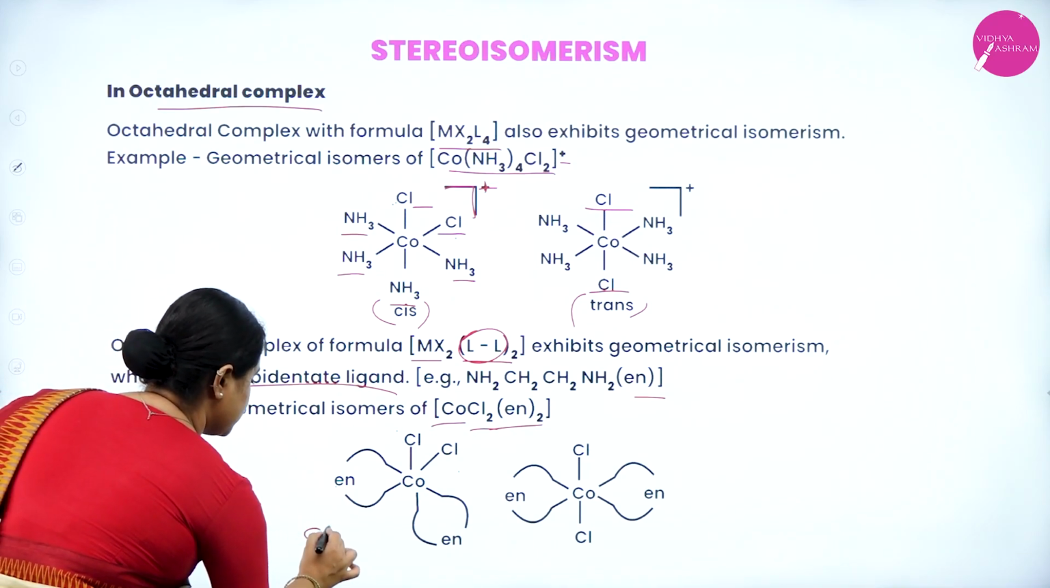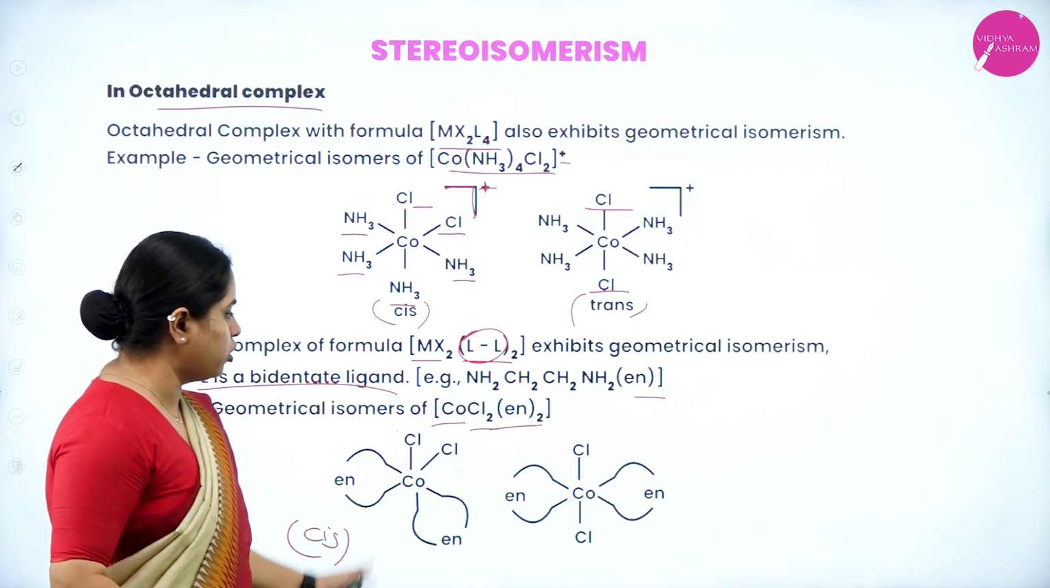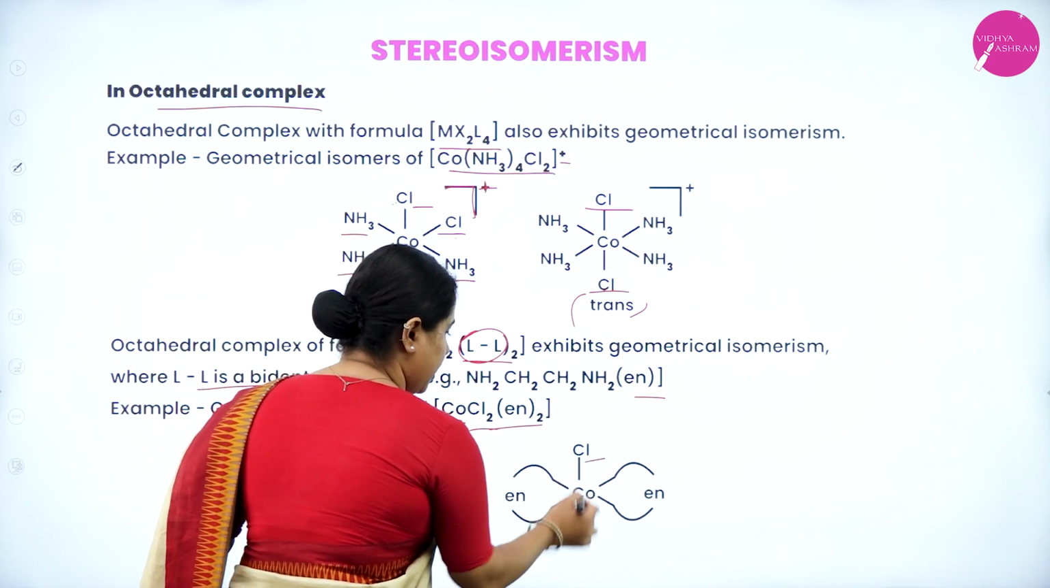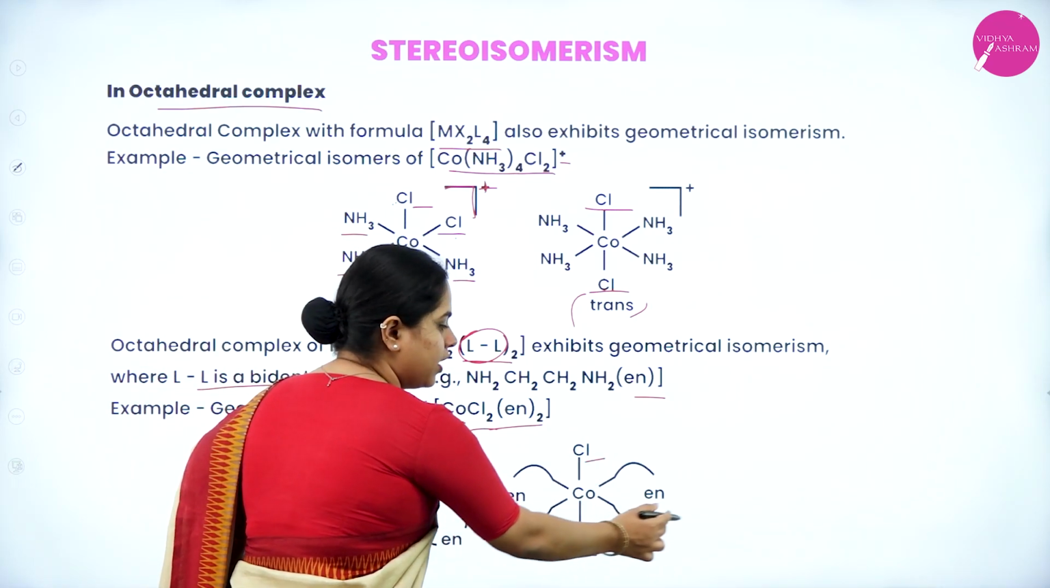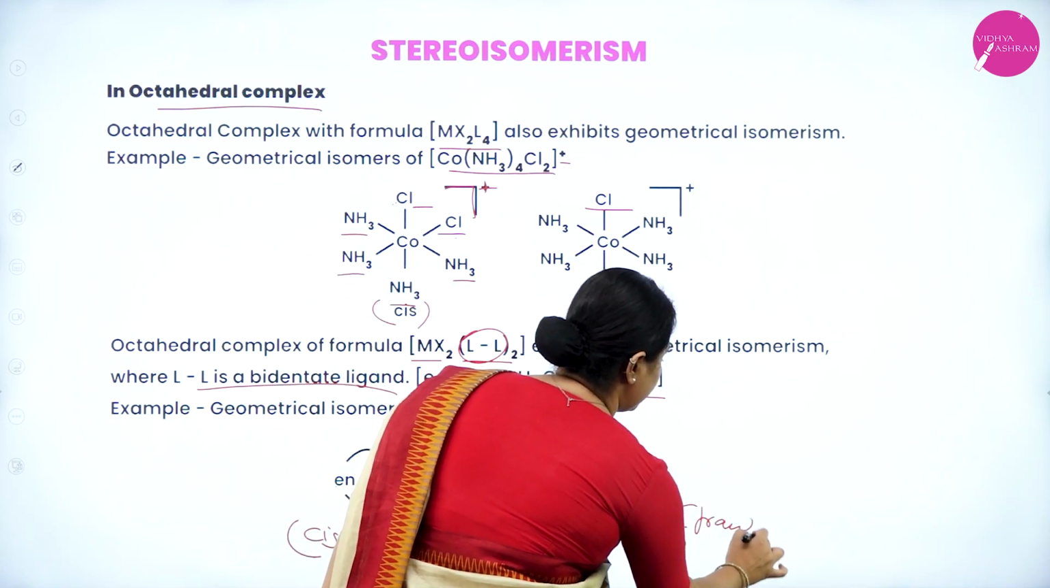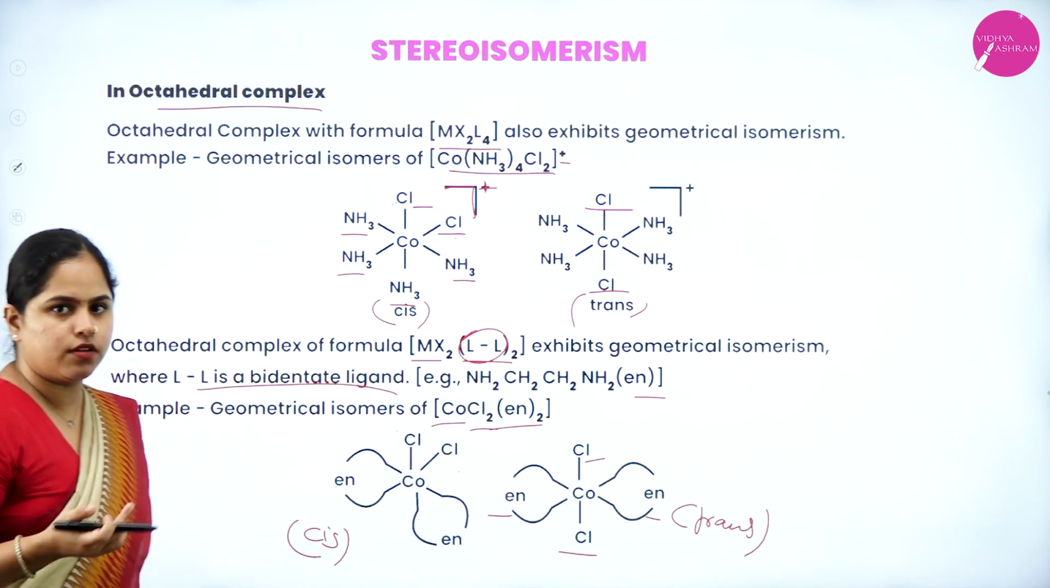So this will be your cis form, of course. And if both of them are opposite to each other, right? So one Cl is here, another Cl here. One en here, one en here. So of course that will be your trans form, right? So adjacent will give you cis and opposite to each other will give you trans.